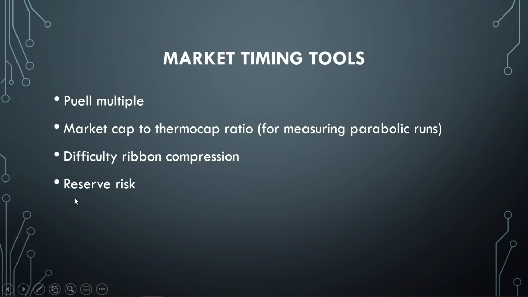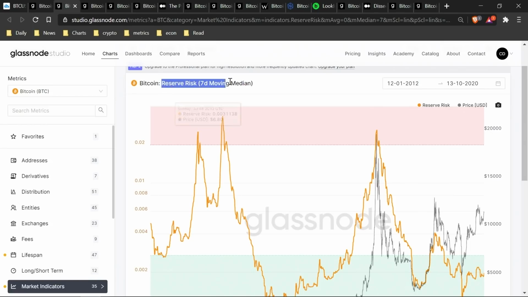And the next tool is reserve risk. So reserve risk, again, is also an oscillator.